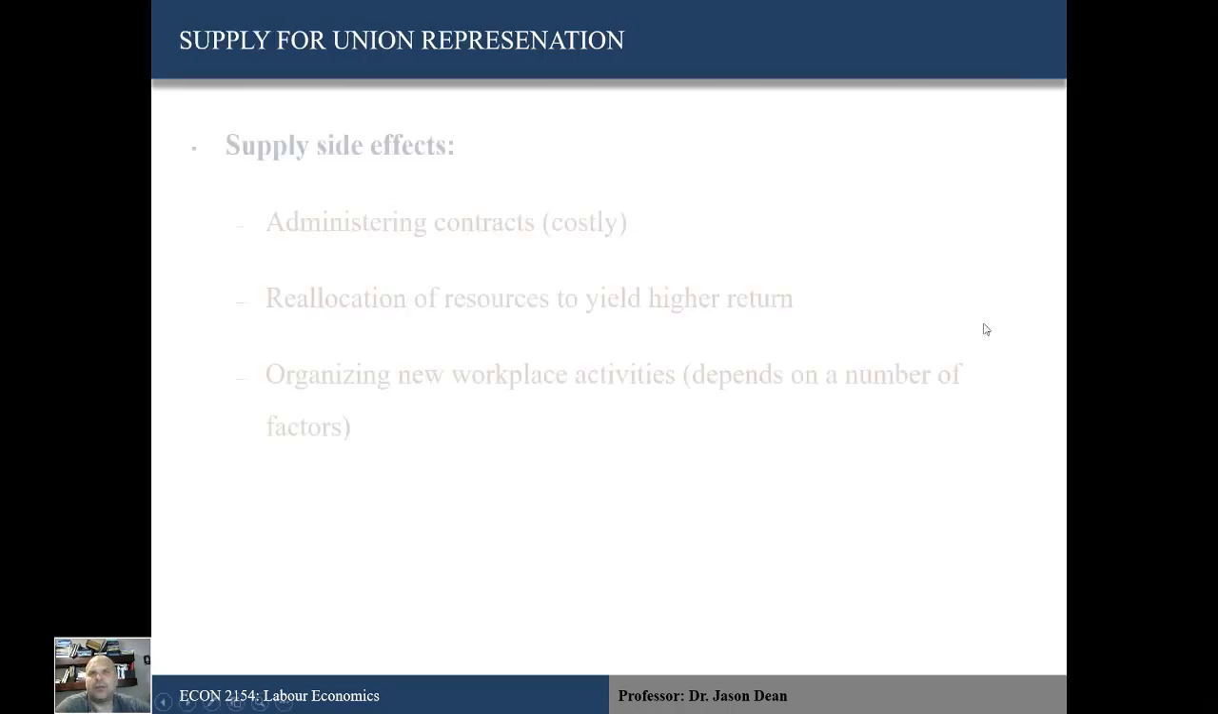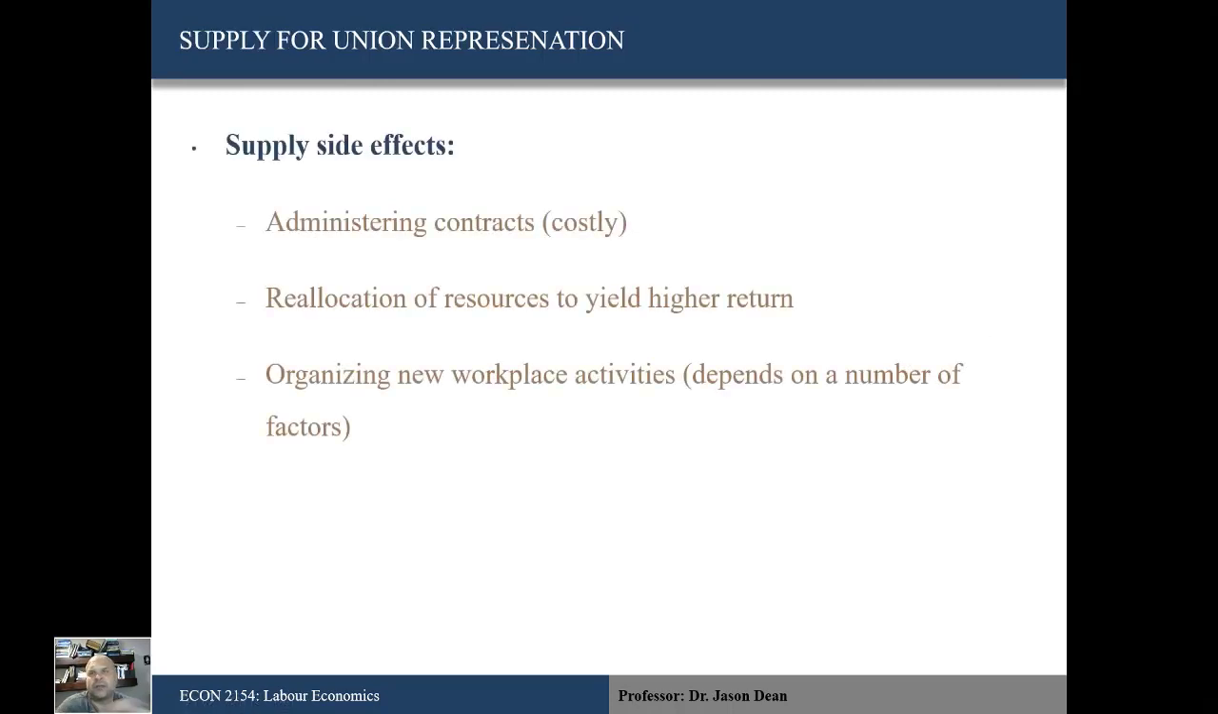What about the supply of union representation? Well, let's consider the supply side of it. So administering collective agreements is costly. It's costly for the union. Reallocation of resources to yield a higher return. Unions need to allocate their scarce resources to activities that are expected to yield the highest return. Of course, these are measured in terms of the union objectives.